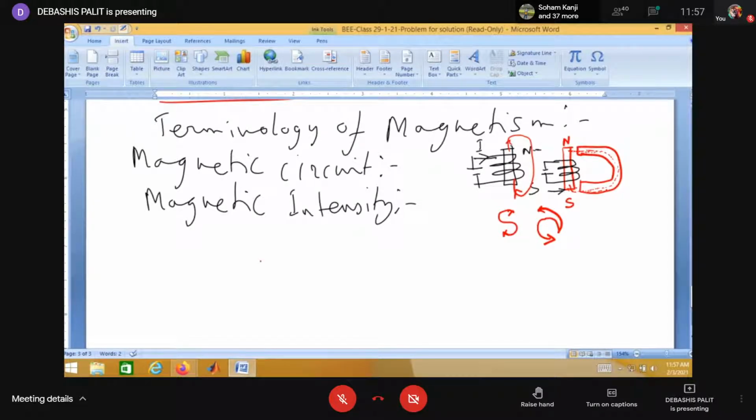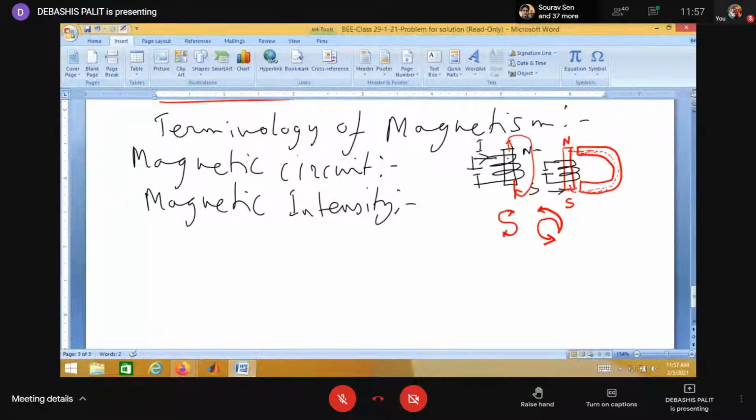So these two kinds of circuits are there. Magnetic flux can flow through the air also, but electric current always flows through the conductor. The electric path is always provided through a medium like a conductor, but magnetic flux can flow through a medium like magnetic material and even air.